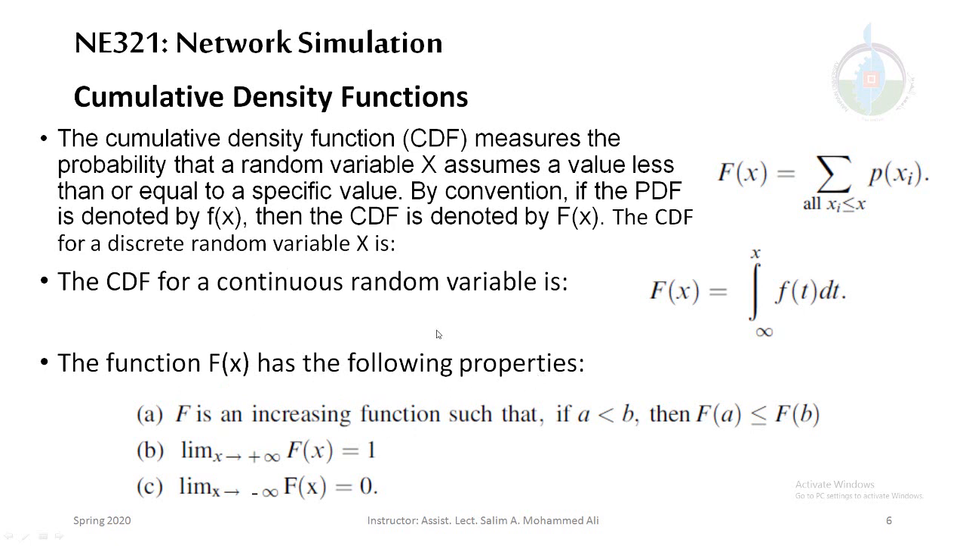Since the PDF has its own properties, the CDF has another set of 3 properties. F is an increasing function. It means that if a is less than b, then F of a must be less than or equal to F of b. It's an increasing function because it's cumulative. Okay. The limit of F(x) as x goes to positive infinity is equal to 1. The limit as x approaches negative infinity has to be equal to 0.